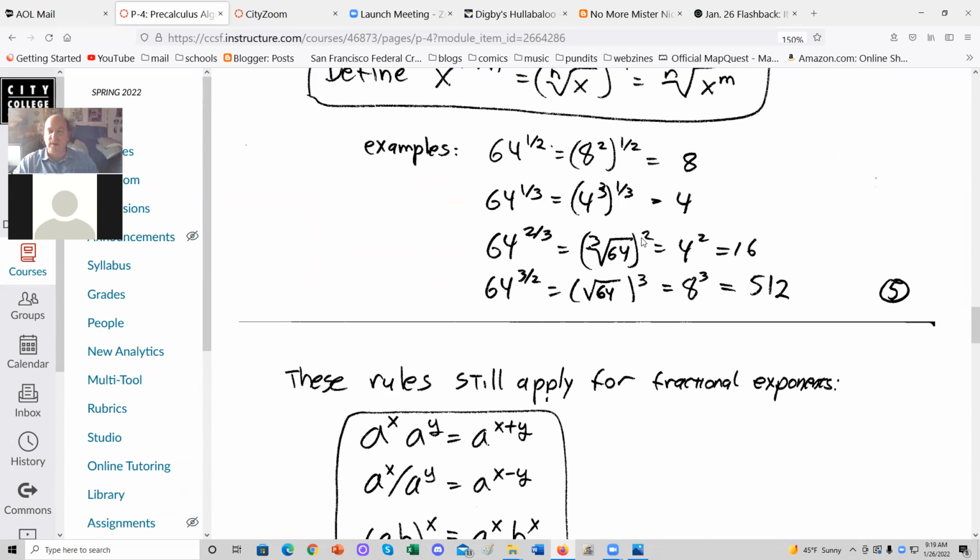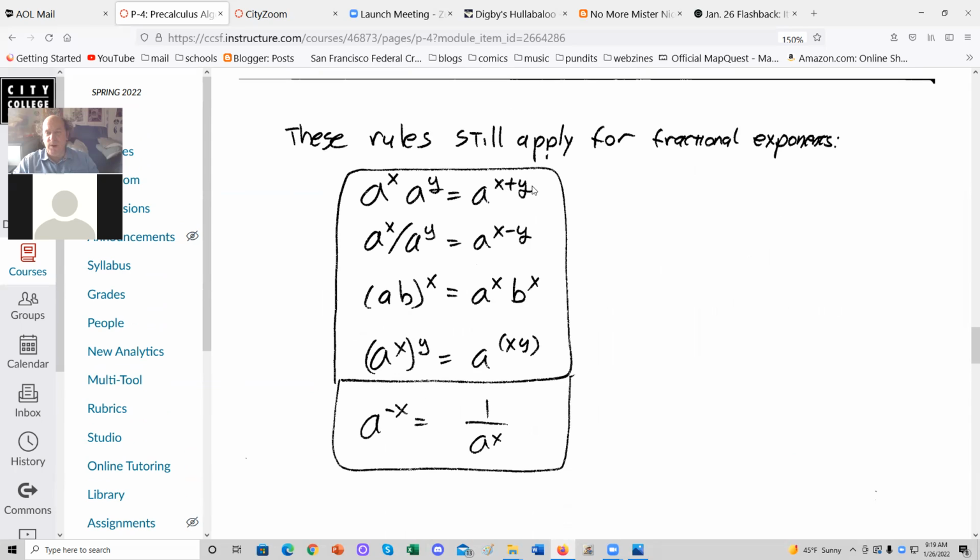64 to the 2/3 is a square of the cube root of 64. Well, okay, the cube root of 64 is just 4. So 64 to the 2/3 is 4 to the second, which is 16. 64 to the 3/2 is the cube of the square root of 64. And the square root of 64 is 8. So this is 8 cubed, which is 512.